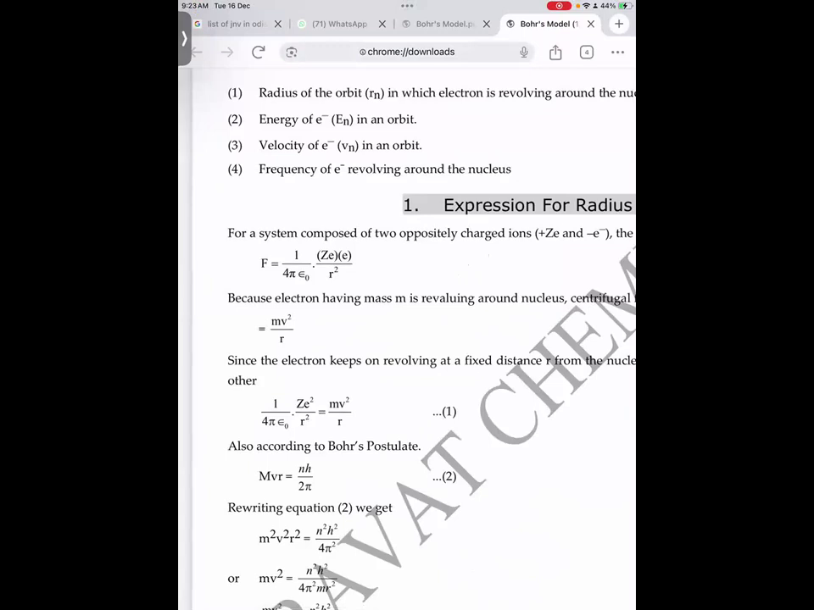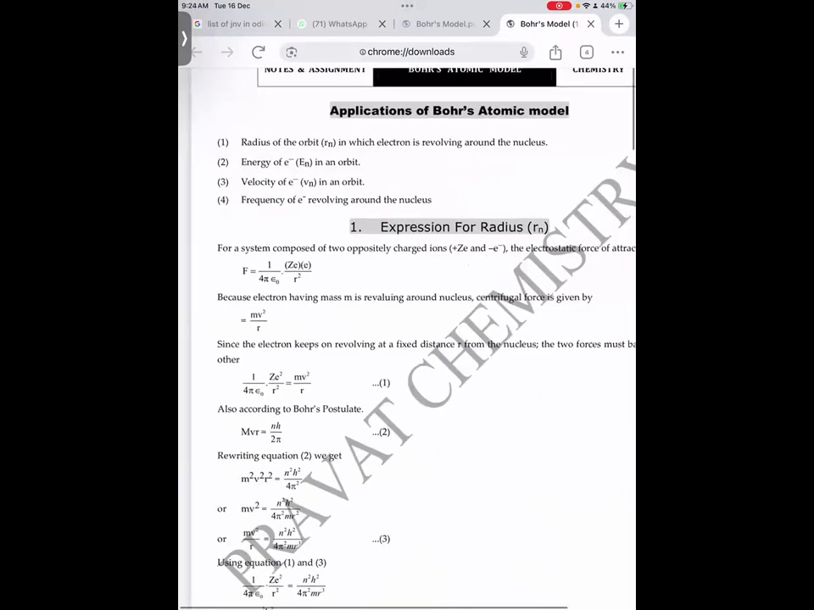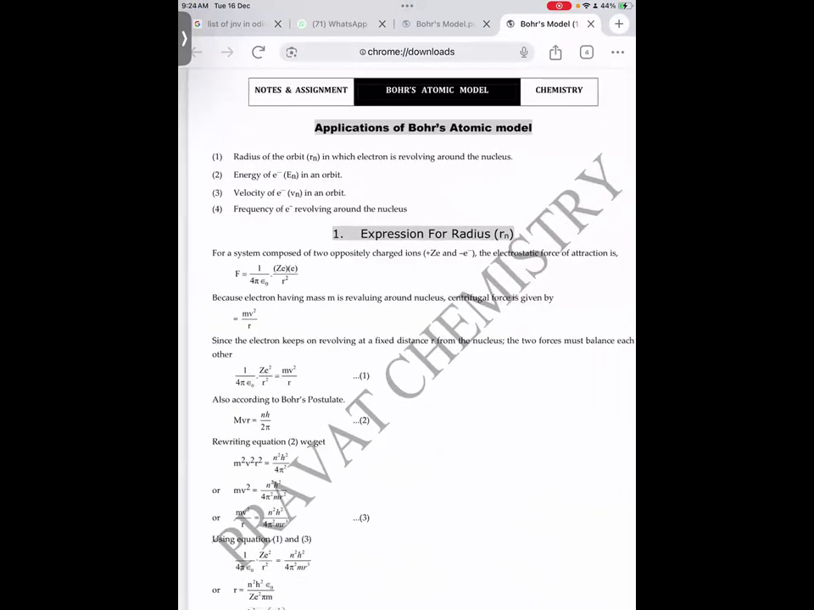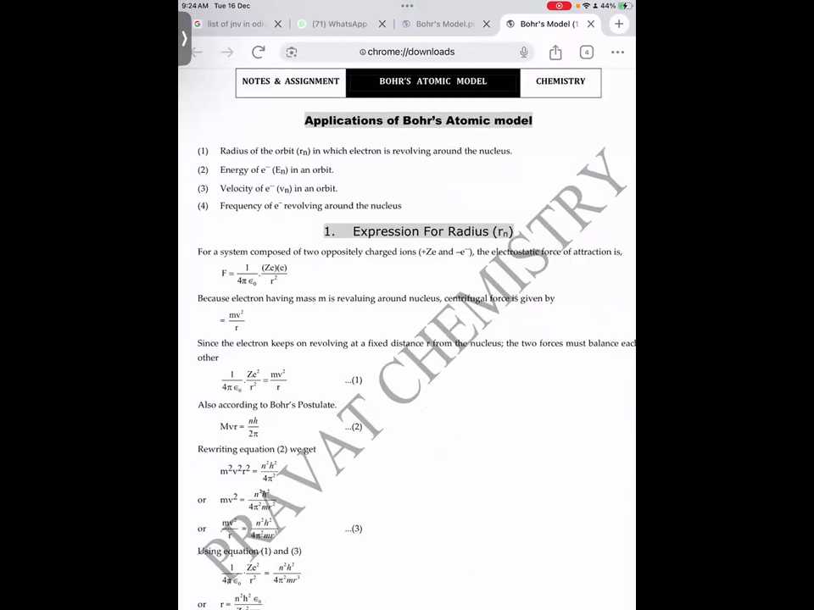By Coulomb's law, the force of attraction between two charged particles is directly proportional to the product of their charges and inversely proportional to the square of the distance between them. So we write F equals 1 upon 4 pi epsilon naught, Ze times e upon r square. You can note down along with me.